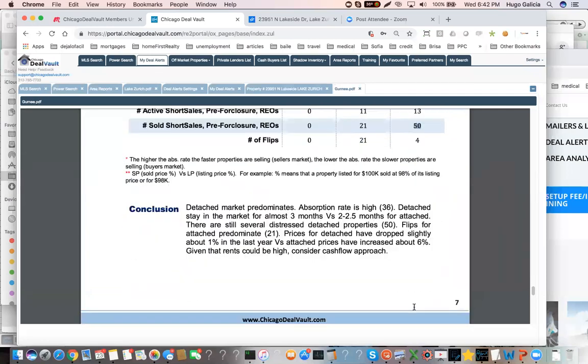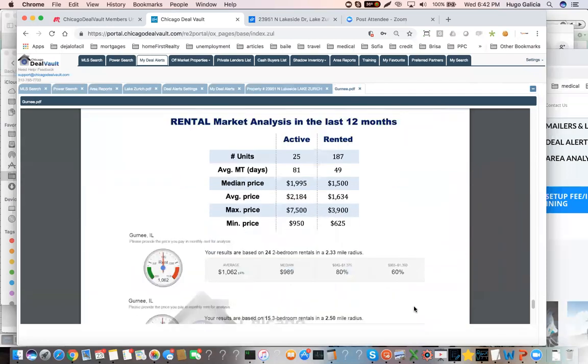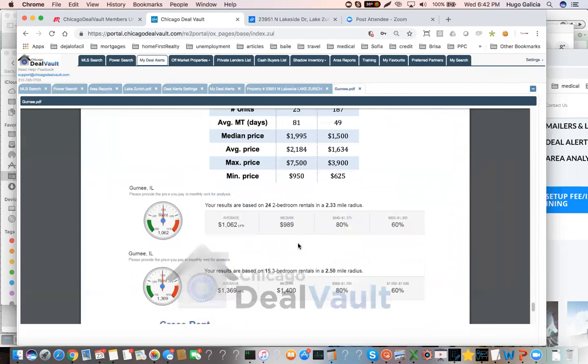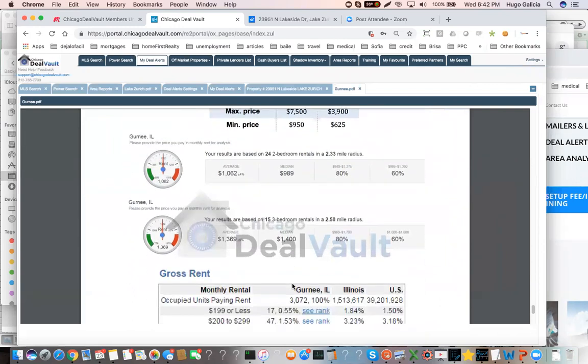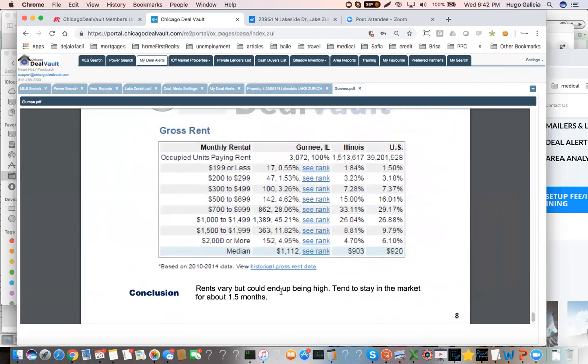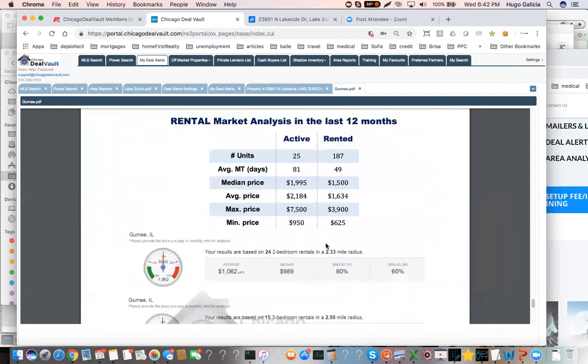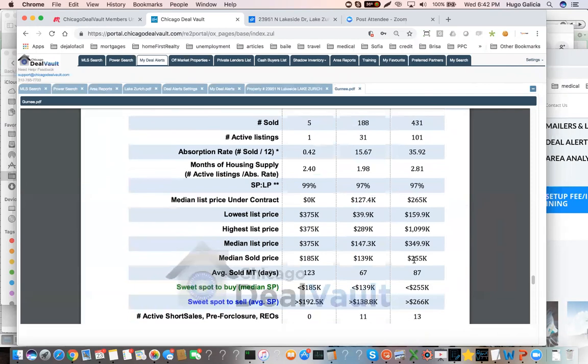And then let's look at the rents, right? How are the rents looking in Gurnee? So for a 2-bedroom, it's about 1,000. A 3-bedroom, 1,400, and they stayed in the market for about a month and a half. So it's a fairly decent area, right? So keep in mind that we need to buy a property under 255 in Gurnee.